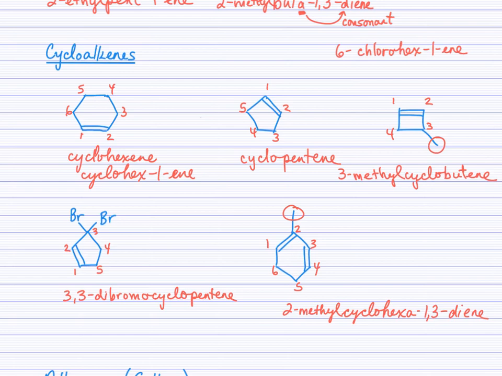And for the last structure, there are 2 double bonds, so we're setting up a diene, and in order to number that in such a way that the double bonds have the lowest possible number, you can see the numbering. So 1,3-diene. We see the methyl off of 2, and it is a cyclic structure, and so we have 2-methylcyclohexa-1,3-diene.